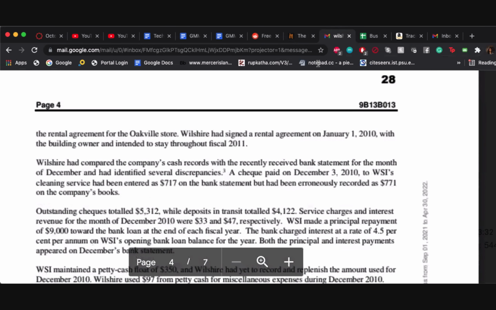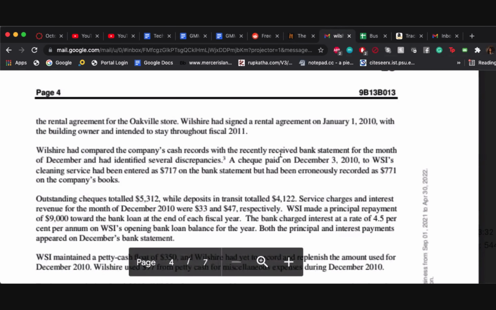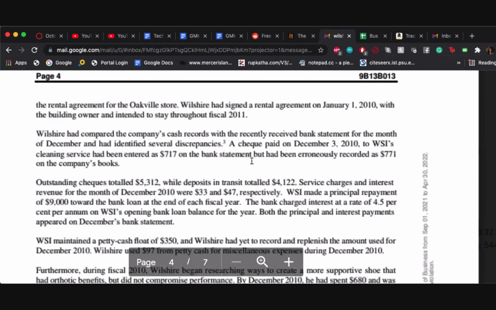Right. Now, it says a check paid on December 3rd to WSI's cleaning service has been entered at 717 on the bank statement, but was recorded as 771. So this is what we did with Pergola. We need to do a mini reconciliation. So what we need to do is we need to.